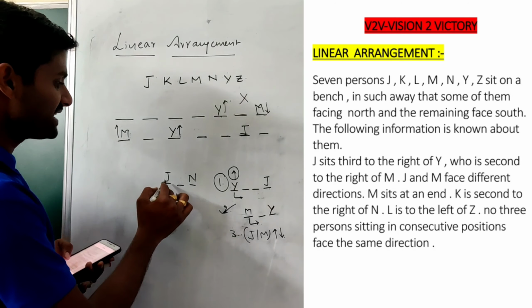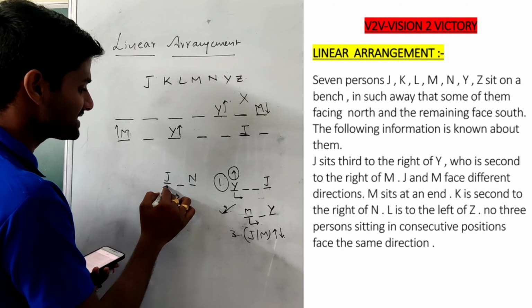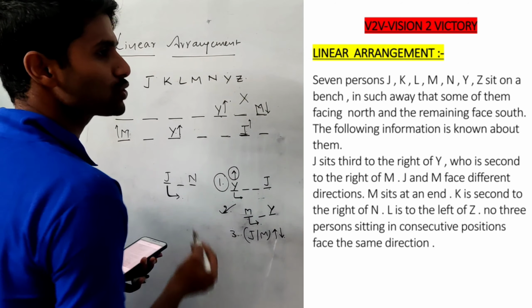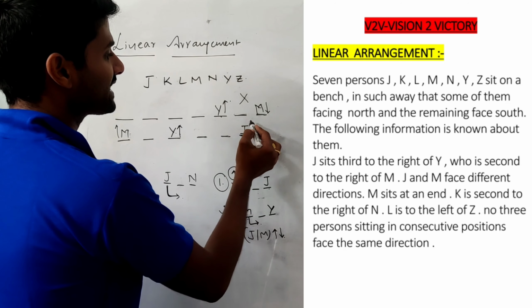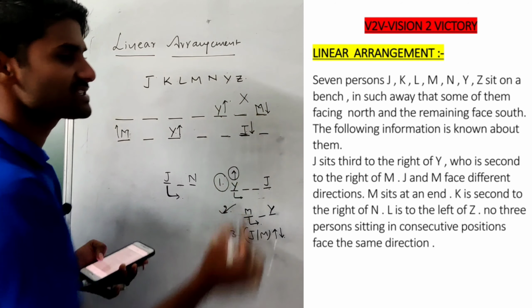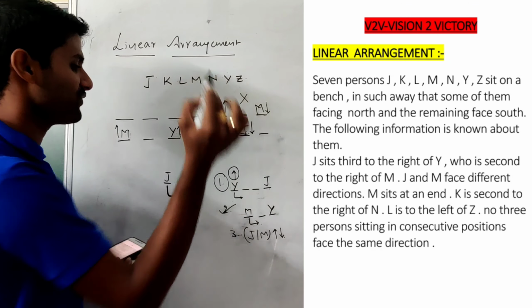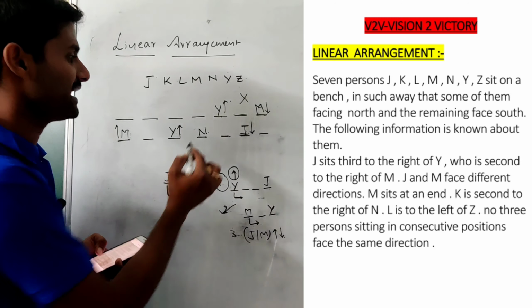And we require N to be the second right of J. If J is assumed to face north, there is no right position. That's why I can confirm that J is facing south. If J is facing south, exactly the second right position is for N. So we confirm that N sits here.